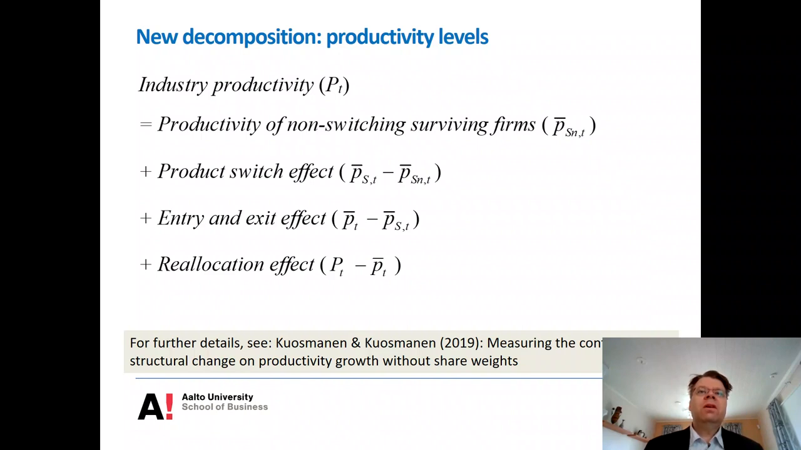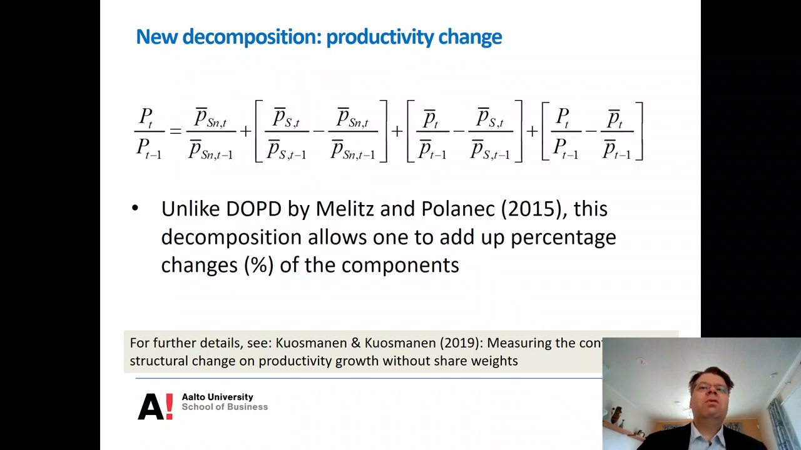And notice that this way of breaking down the components of structural change doesn't require any explicit share weights. We just need to operate with unweighted averages of various subgroups of firms. That also, in our view, is more applicable to, for example, sampling data that is not a complete census, but, for example, a rotating sample. Another advantage, in my view, of this decomposition is that, unlike the Melitz and Polanec decomposition, we can also break it down using changes in percentage terms.